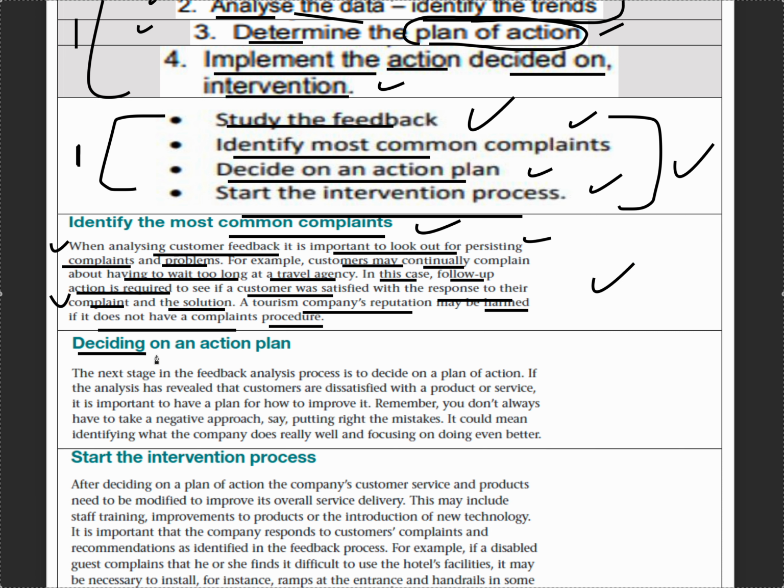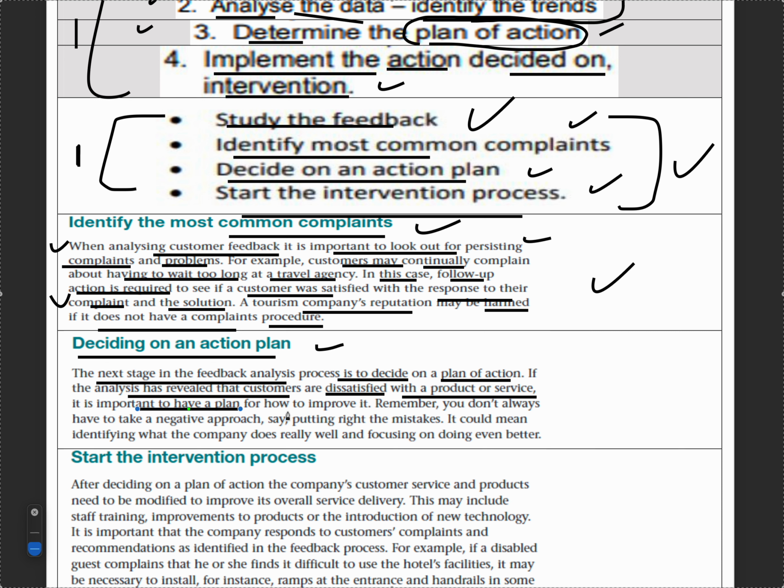So, deciding a plan of action. After the complaint is indicated, for example the slowness, you have to wait for long. So what is the plan of action? A plan of action is the next stage in the feedback analysis. It is a process: you decide on a plan of action if the analysis has revealed that the customers are dissatisfied with your product or service that you are selling to them, so it is important to have a plan for how to improve.